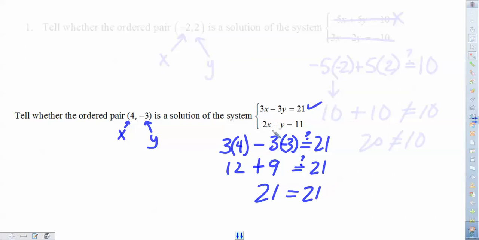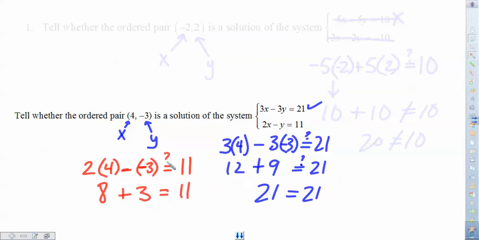Now let's see if it works for the second one. We have 2 times, put the X in there, which was 4, 2 times 4, minus a -3. Remember, why are we going forward with this? Because it worked with the first, now we need to check to make sure it works with the second one. 11, so 2 times 4, that's 8. A minus and a minus combined together to make it +3. So is 8 plus 3, 11? Yes, it is. So it worked for this one too. So is this a solution? Yes, it is.